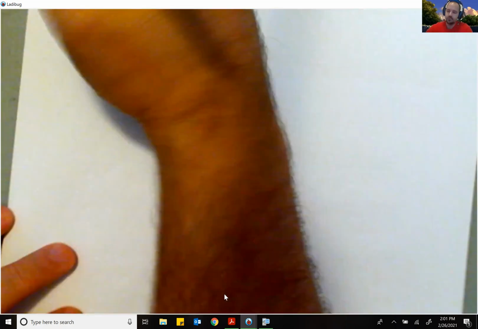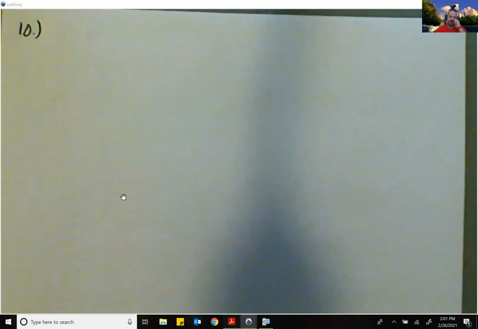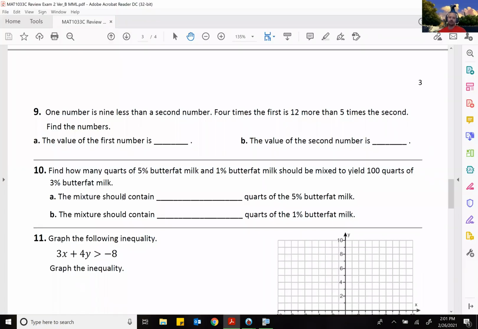Let's look at number 10, mixture problems. A mixture problem. Number 10 says, find how many quarts of 5% butterfat milk and 1% butterfat milk should be mixed to yield 100 quarts of 3% butterfat milk. So what are we dealing with here? Is this a translation, or are they giving us totals, which tells us it's standard form?